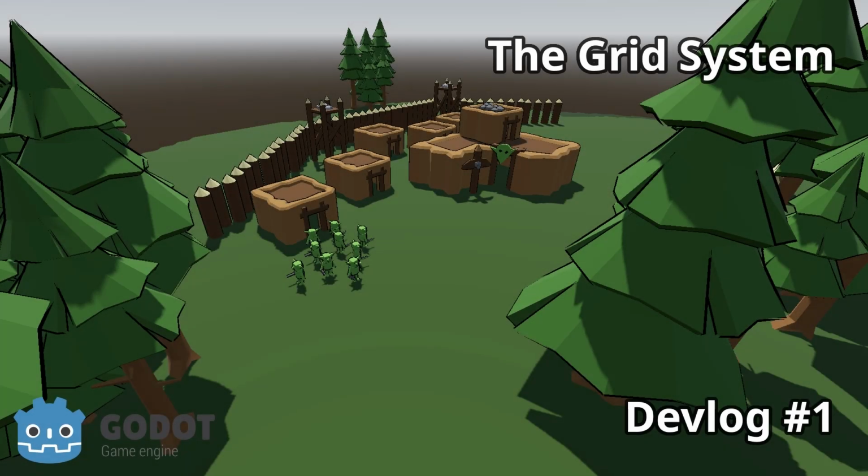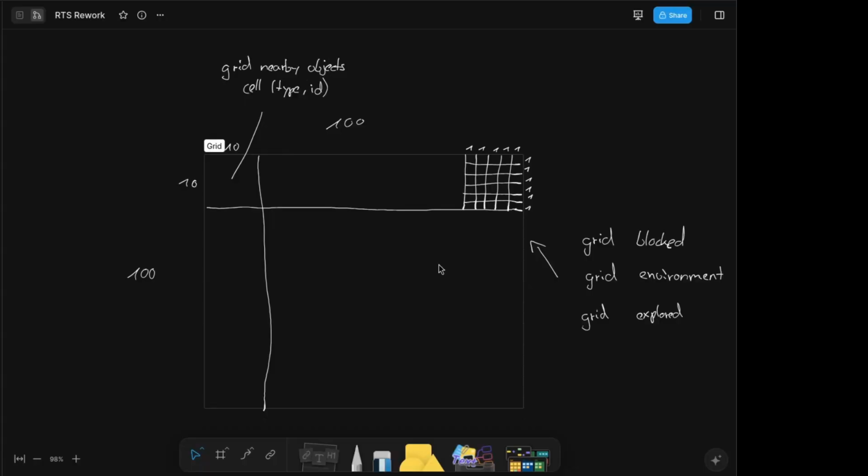In this one we are going to talk about the grid system. Almost everything in the world interacts with it in some way. To make it efficient, I split the map into two imaginary grids, one big one and one small one.